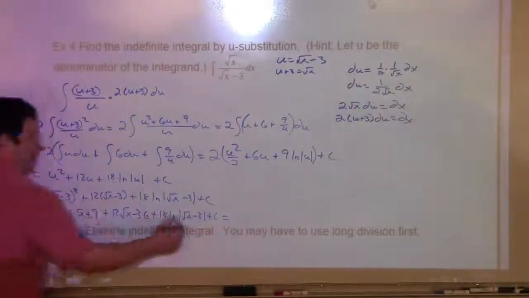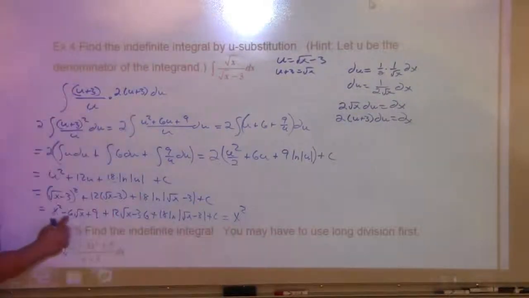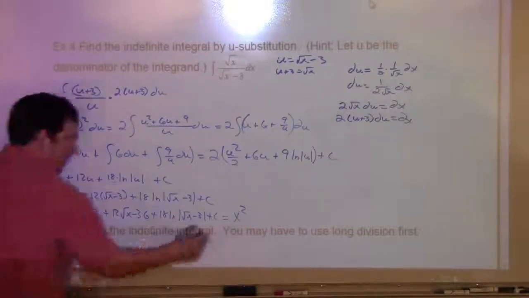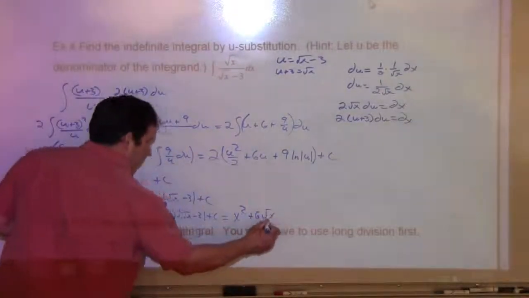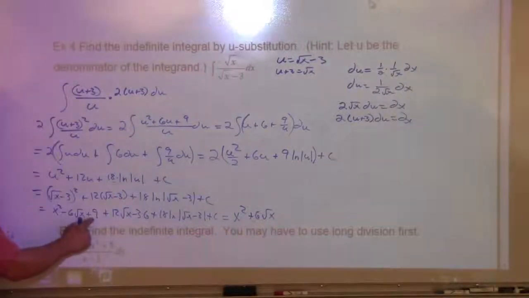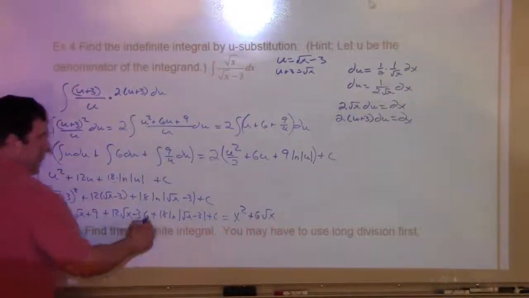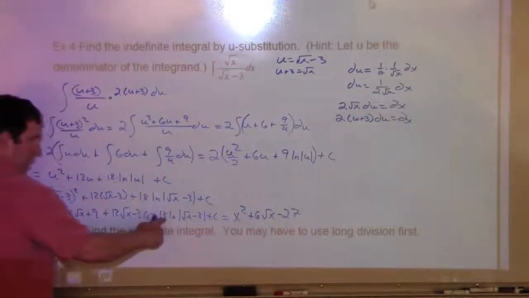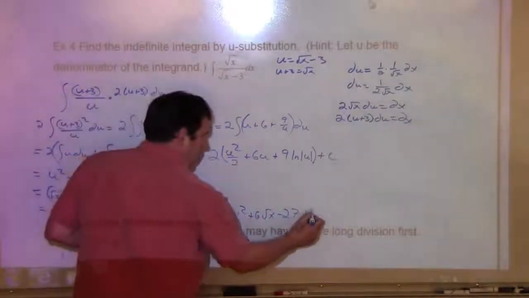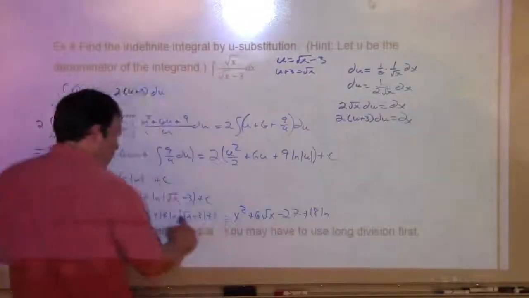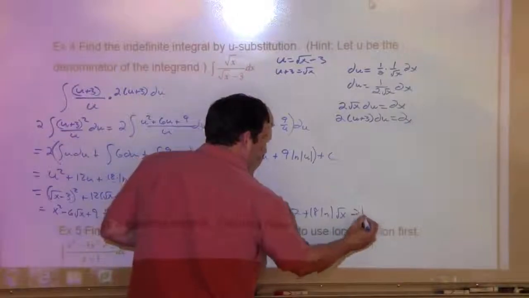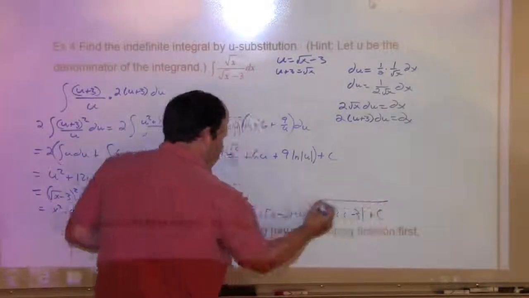And we have x squared, negative 6 square root of x plus 12 square root of x is going to be plus 6 times the square root of x. 9 minus 36 is minus 27. And then we have plus 18 natural log of the absolute value of the square root of x minus 3 plus c.